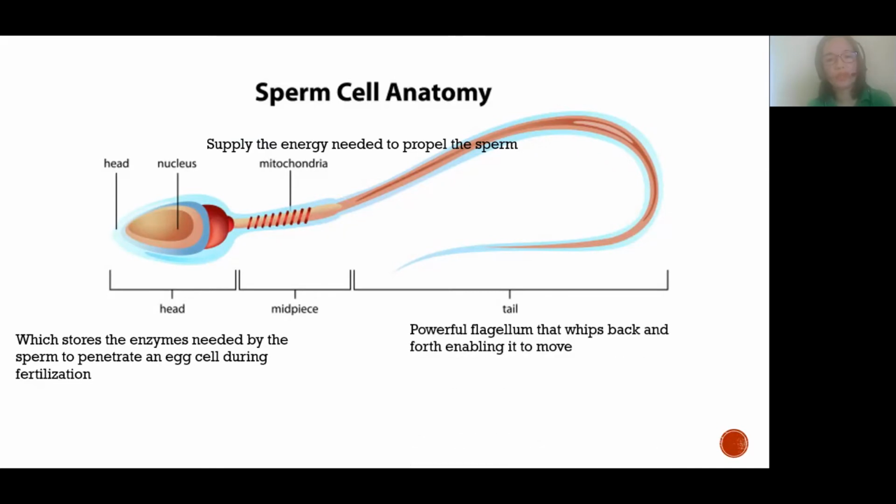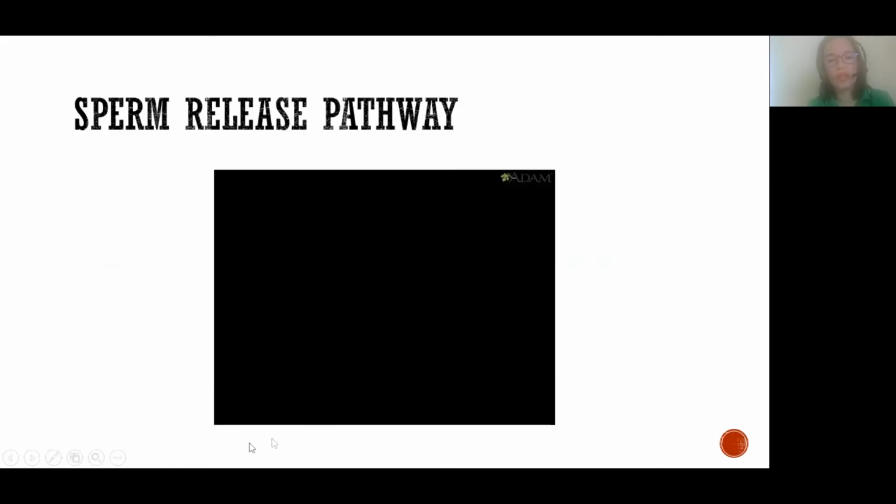Okay, and the tail, of course. So this is a powerful flagellum that whips back and forth, enabling it to move. So for a sperm to move back and forth, to swim successfully, it should be, of course, supported by the tail. Okay, so with the parts presented a while ago, just for us to have an idea of how each one performs its role, let's watch this one. So this will explain the pathway of the sperm as it is released from the urethra.